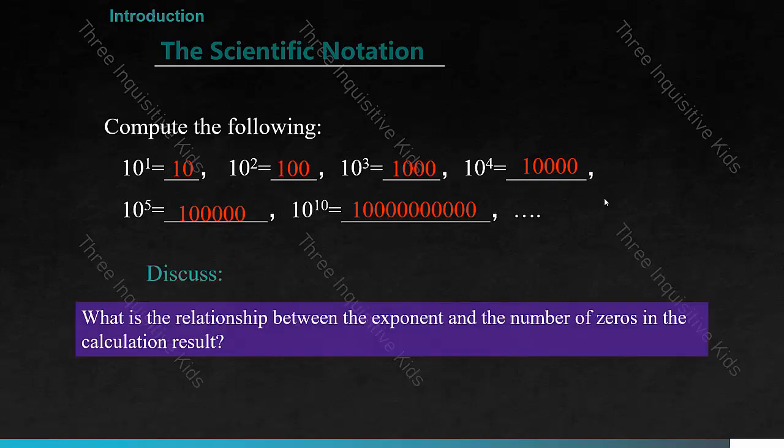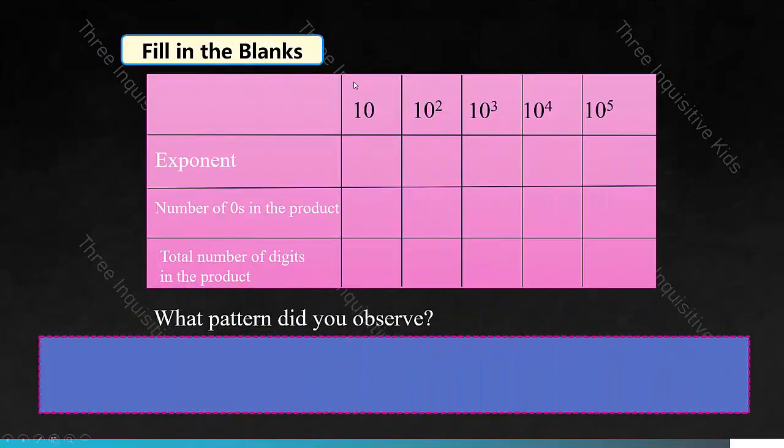What is the relationship between the exponent and the number of zeros in the calculation result? Well, we can see that when the exponent is 1, there is 1 zero in the result. When the exponent is 2, there are 2 zeros in the result. When the exponent is 3, there are 3 zeros in our answer, and so on. So 10 is essentially just 10 to the first power, so the exponent is 1. And 10 to the second power, the exponent is 2. 10 to the third power, 3, 4, and 5.